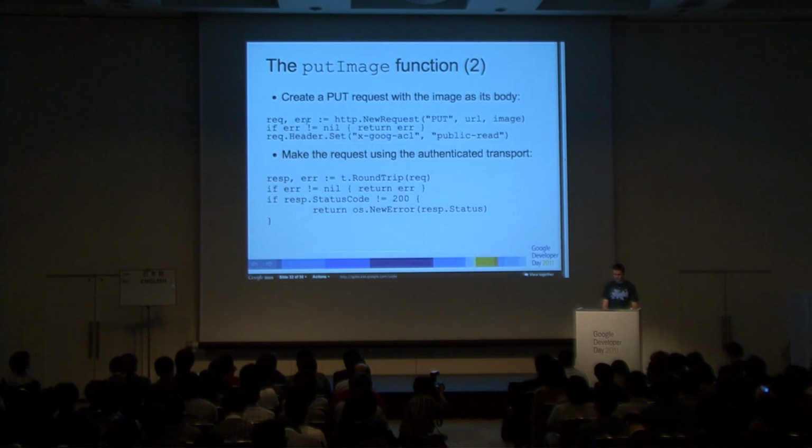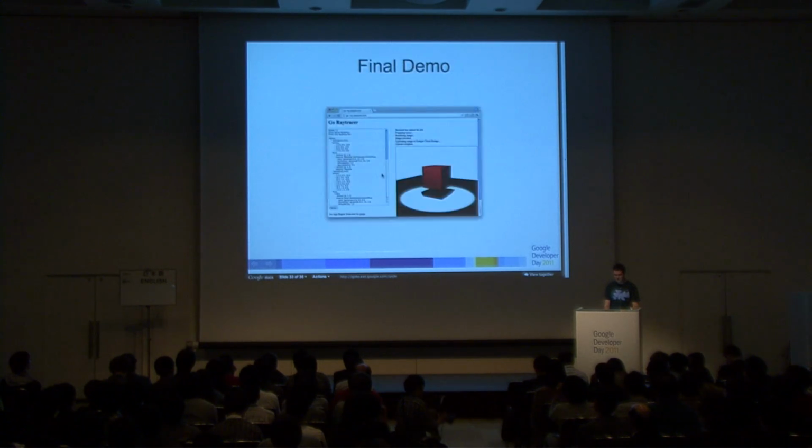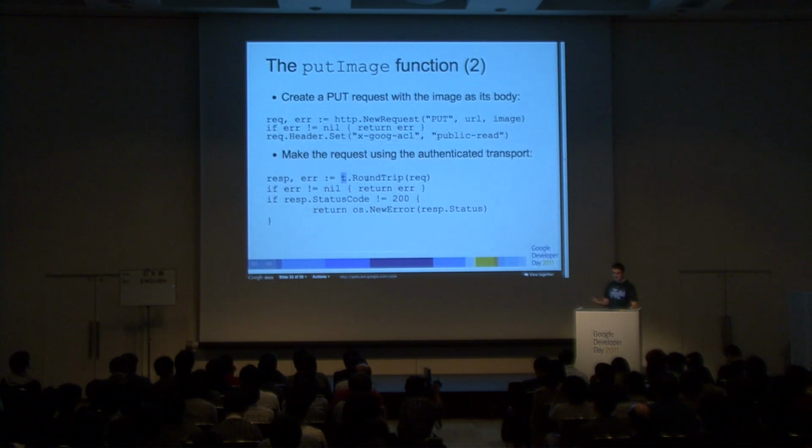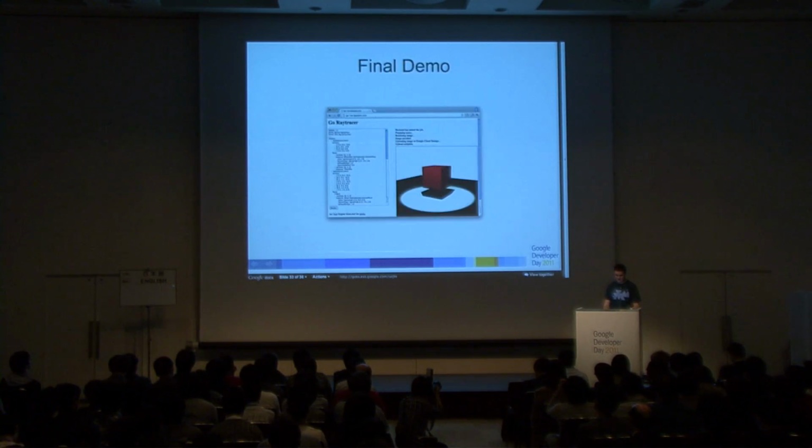Then the function creates a put request, and the put request sets an ACL rule that the image is going to be publicly readable, and then it uses the transport T to make that request, uploading the image. In response, it checks to see that it got an OK response, and if it did, it means the image was uploaded correctly.